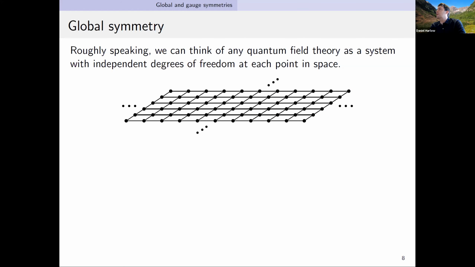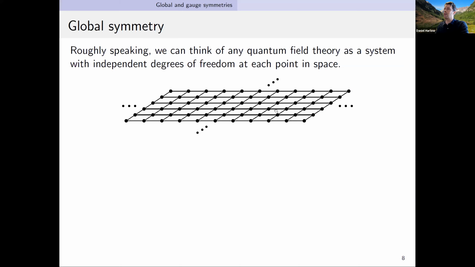Okay, so that was kind of preliminary. Now let's try to get into what we really mean by global and gauge symmetries. So what is quantum field theory? Okay, so that's a hard question. There are many ways that one could try to answer it. One way, which I like, is that we can think about it as a system with independent degrees of freedom at each point in space.